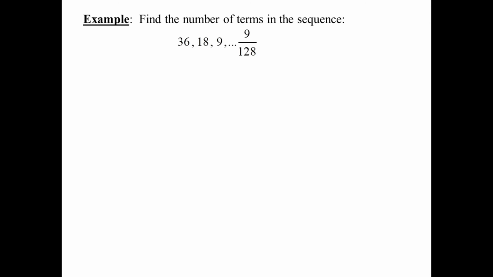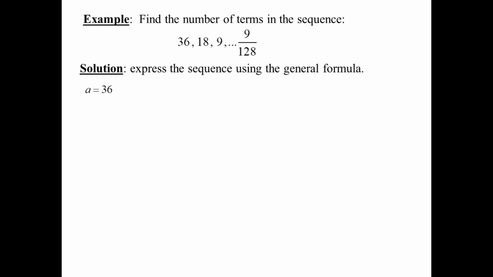Solution: to find the number of terms in a sequence, express the sequence using the general formula. Okay, well, I've got a, it's 36, and I've got r because we'll divide backwards: 9 over 18, or 18 over 36. That's a half. There's our general formula. Plug the numbers in, and we have the formula for this particular geometric sequence. It's 36 times 1/2 to the n minus 1, and we're not even going to think about going 36 times a half because of this exponent up here.